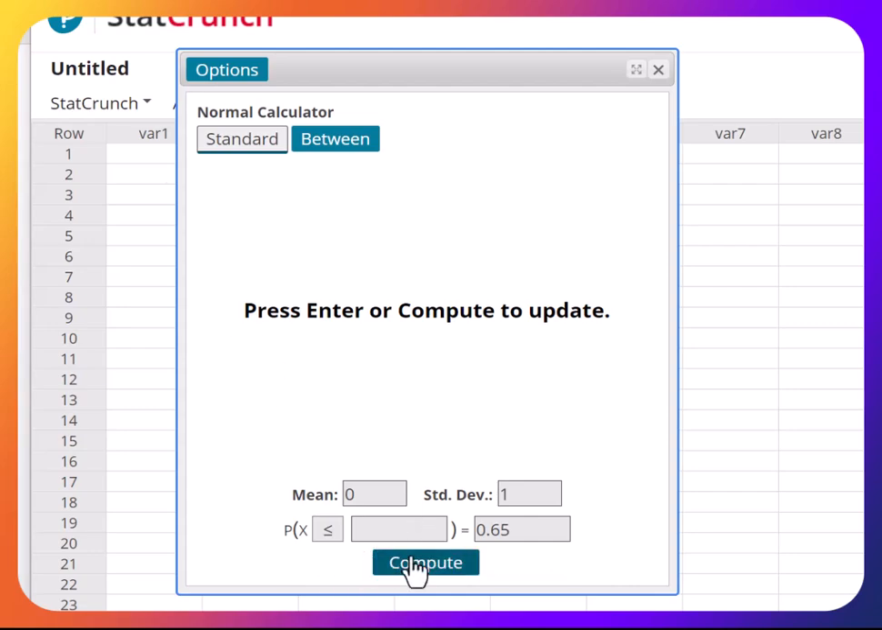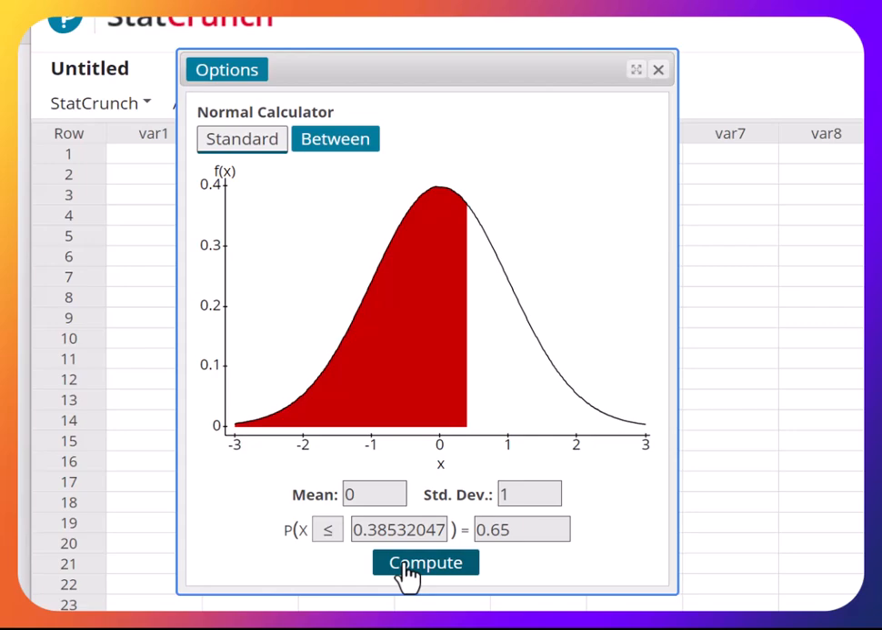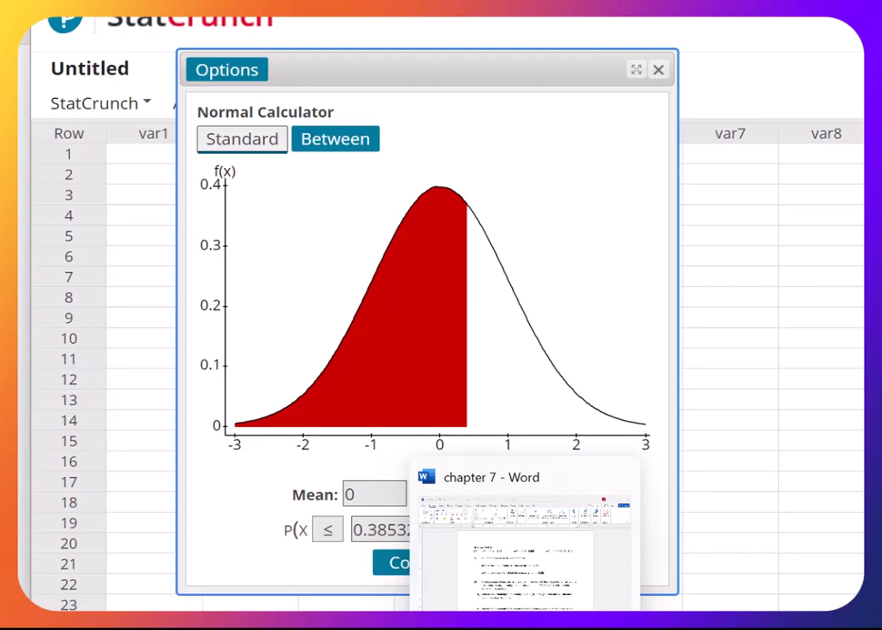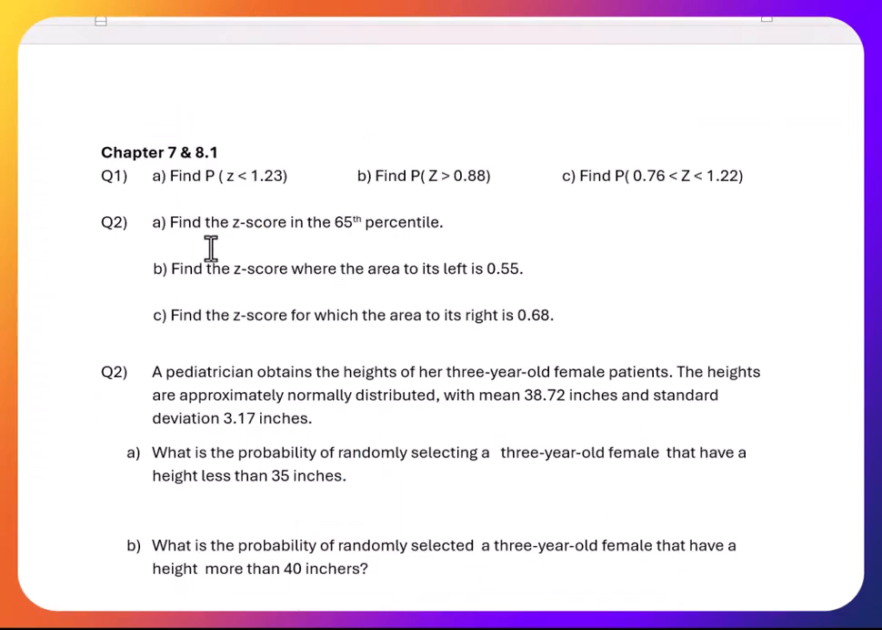So now hit compute. And here you go. So the z-score is 0.385 or 0.39. That would be the answer, 0.39. Okay, let's see the next one. So here's z equals 0.39. Usually z-scores are written to 2 decimal places.